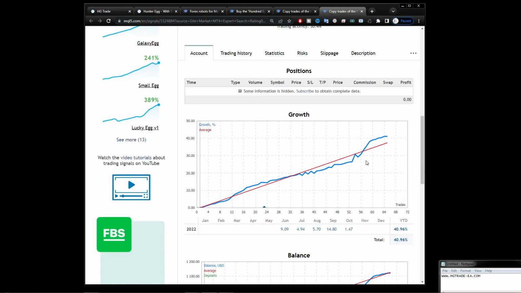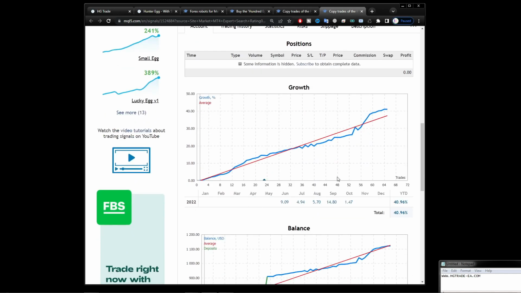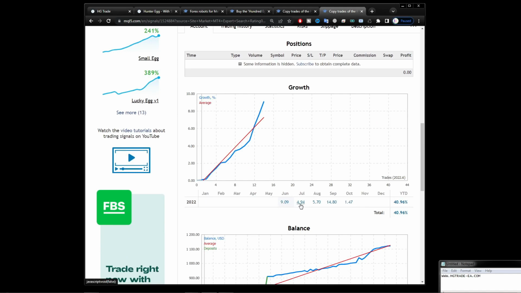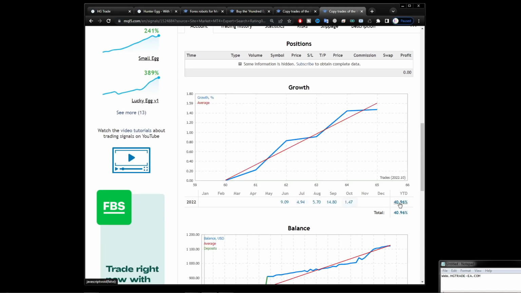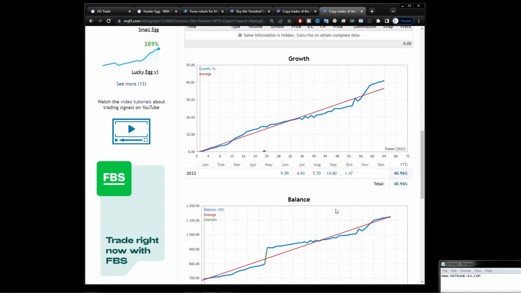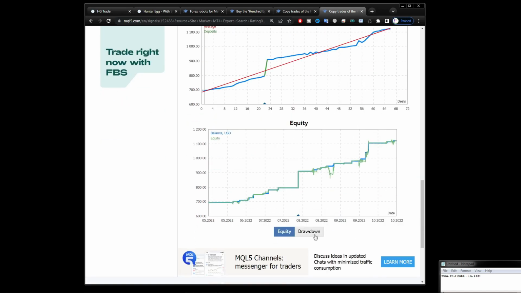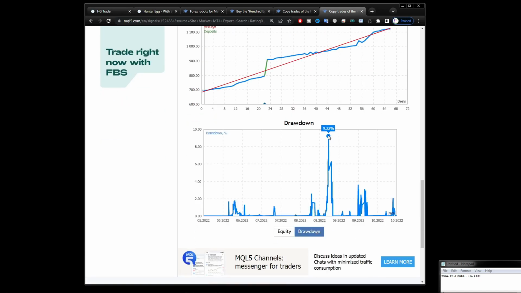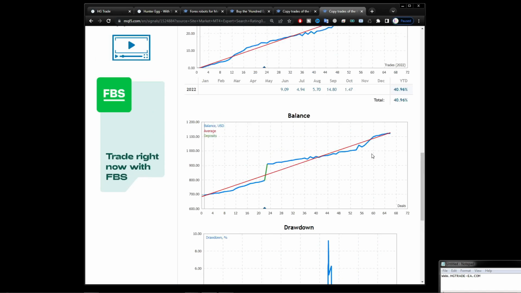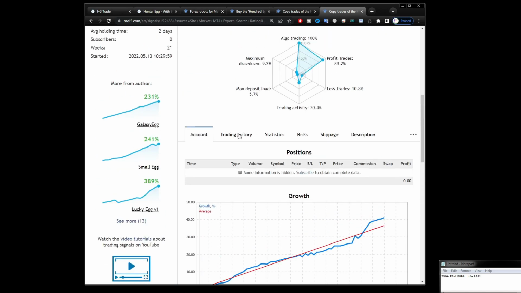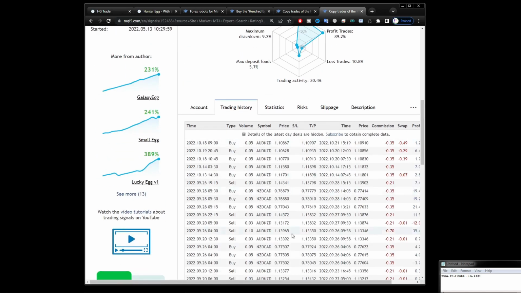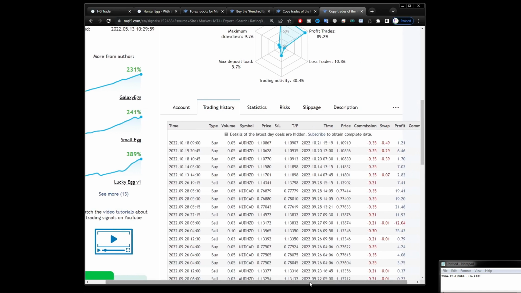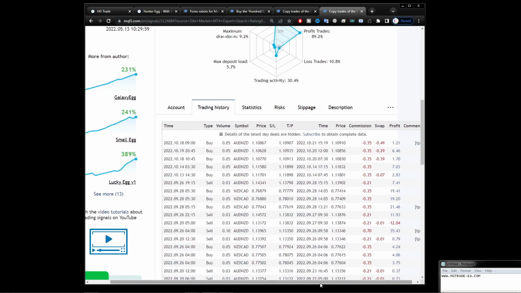New trading starts from June 2022. And every month it always profits between 4.94% to 14.90%. Drawdown information that occurred in August 2022 is 9.2%. The last trading history was on October 18, 2022. Still using a broker with a low spread type.